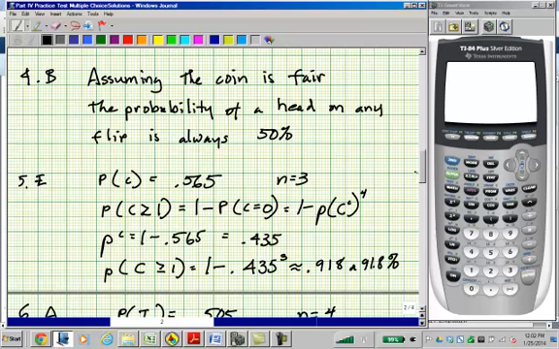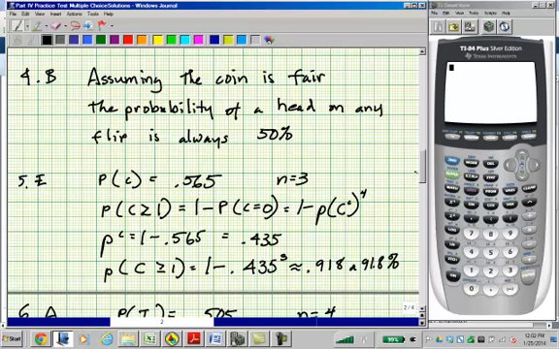But anyway, assuming the coin is fair, and it says fair coin, 10 in a row, the probability it gets a head on any flip is always going to be 50%, including the next one after the 10th. Just, you know, if it was 100 in a row, you would have to assume it wasn't fair.